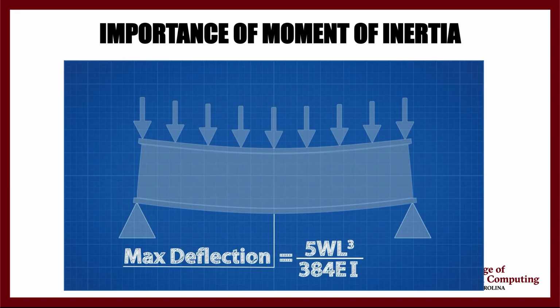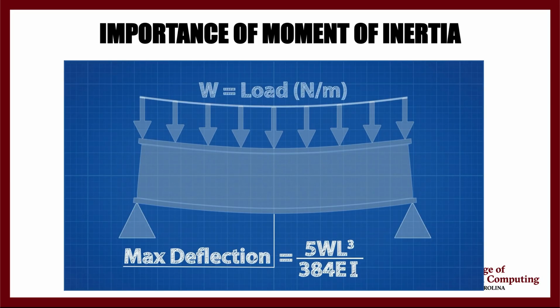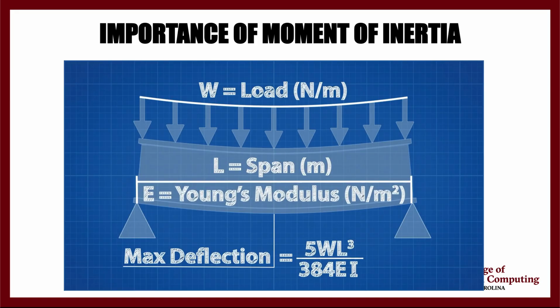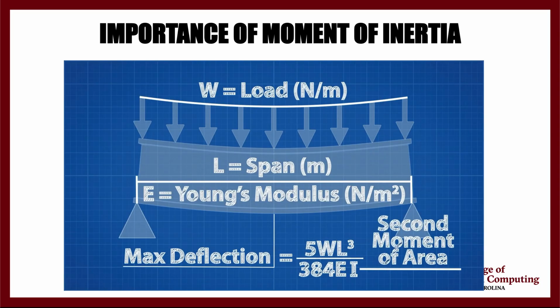This may look complicated, but it really isn't. W represents the uniformly distributed load in terms of newtons per meter. L is the span between supports. E is the Young's modulus, which, as explained in my Material Properties 101 video, describes the stiffness of the material. But the variable we want to focus on is I, which represents the second moment of area, sometimes called the moment area of inertia. This describes the shape of the beam.